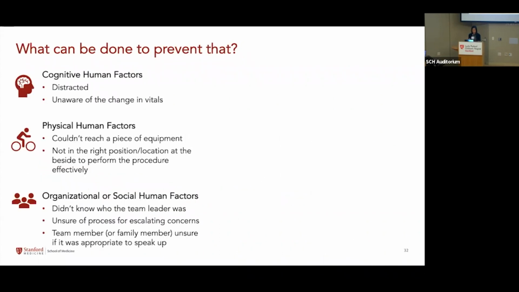So here we have our answers. What were the circumstances? But now the next question is, what can be done to prevent that? From a cognitive perspective, we want to think about, let's make things easy, make it easy to do things correctly and hard to do things wrong.